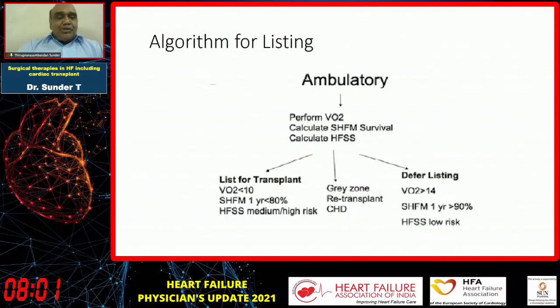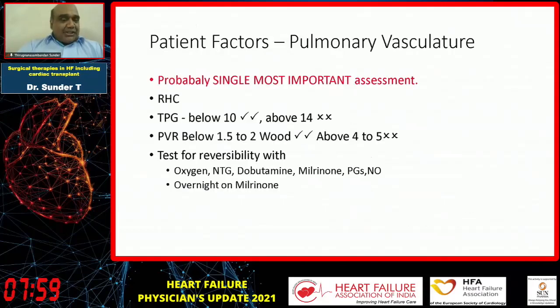So the single most important thing about heart transplant is development of pulmonary hypertension. Pulmonary hypertension in the initial stages can be reversible, but in the long run, it becomes irreversible. So if there is irreversible pulmonary hypertension and you do a heart transplant, the right ventricle of the transplanted heart will fail. It will need support such as an RVAD, or maybe you may lose the patient.